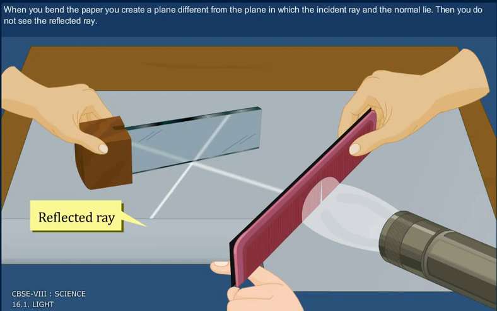When you bend the paper, you create a plane different from the plane in which the incident ray and the normal lie. Then you do not see the reflected ray. It indicates that the incident ray, the normal at the point of incidence, and the reflected ray all lie in the same plane. This is another law of reflection.